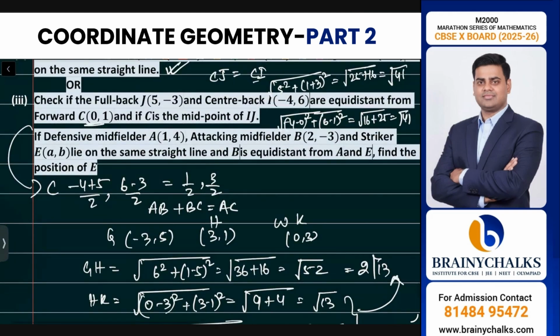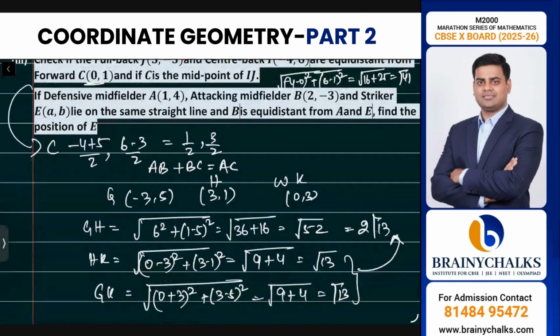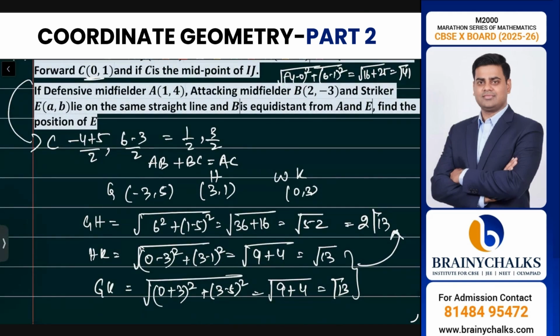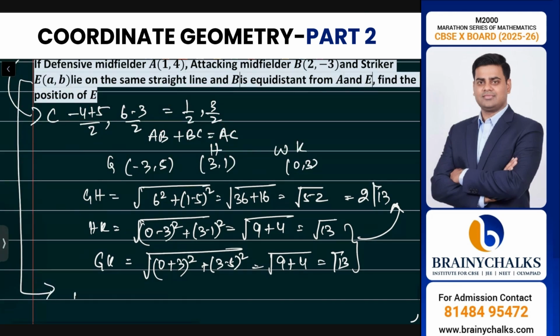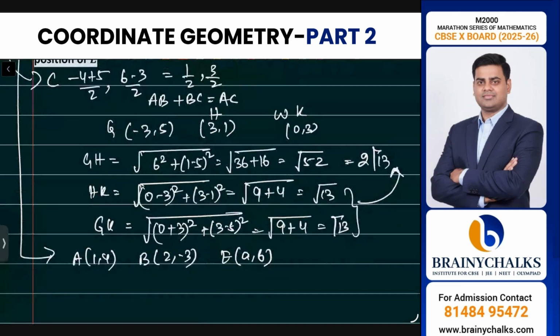Correct. 0.5 and 1.5. If defensive midfielder A is (1, 4), attacking midfielder B is (2, -3) and striker E, A, B lie on the same straight line and B is equidistant from A and E, find the position of E. A (1, 4), attacking midfielder B (2, -3), striker E, A, B lie on the same straight line. How will you find it?